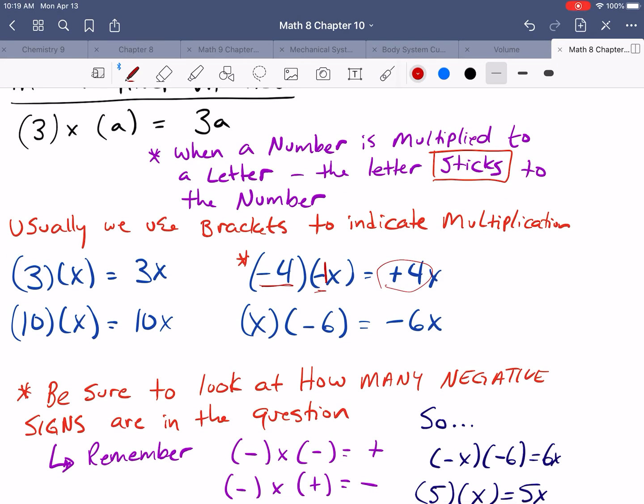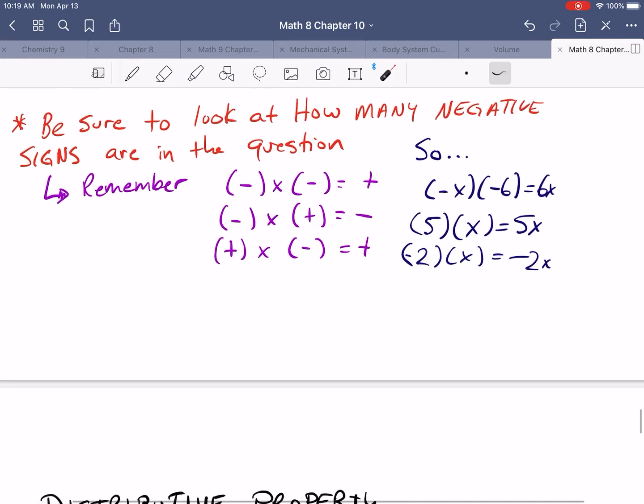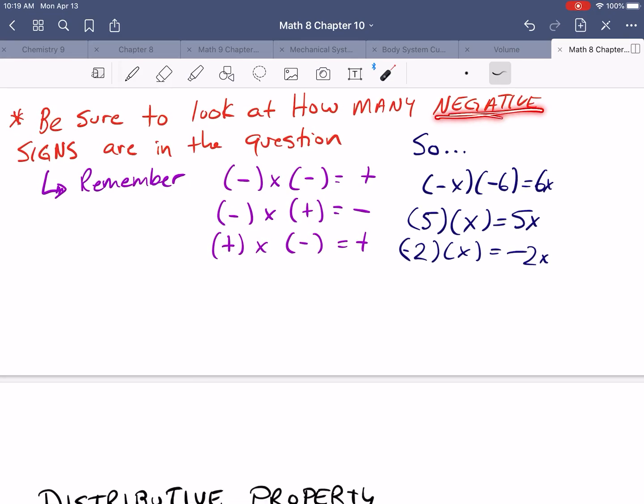And last but not least, at the bottom here, x times negative 6. Even though this is backwards, it's still asking you to multiply, so this becomes negative 6x. We don't put the letter in front of the number. We always put the number in front of the letter, even if a statement is written like this. So be sure to look at how many negative signs you have in every question. Again, reviewing this: a negative times a negative is always a positive, a negative times a positive is a negative, and a positive times a negative is a negative.